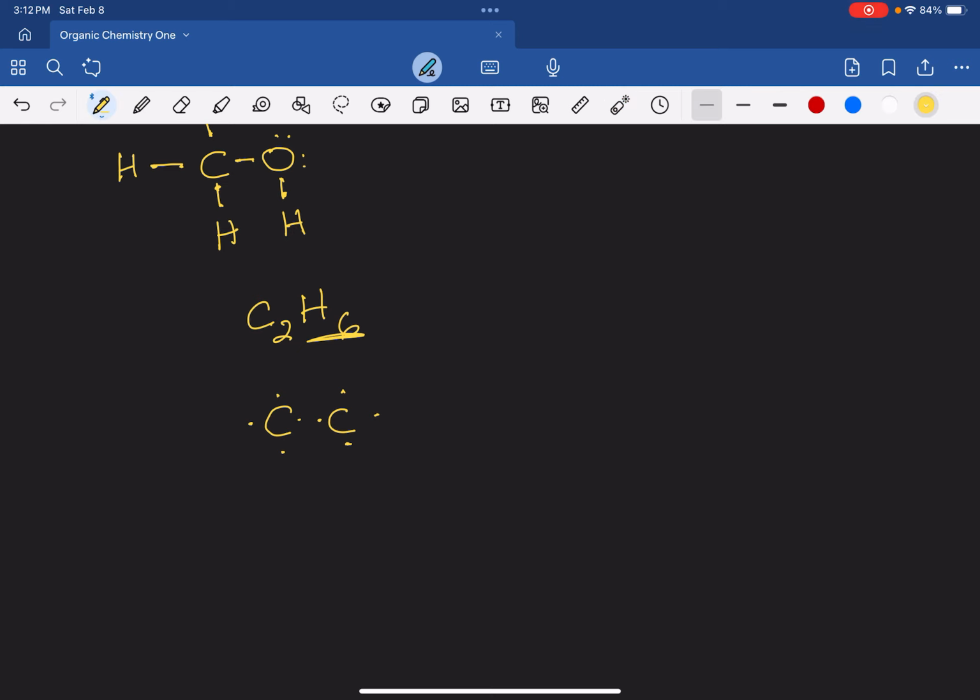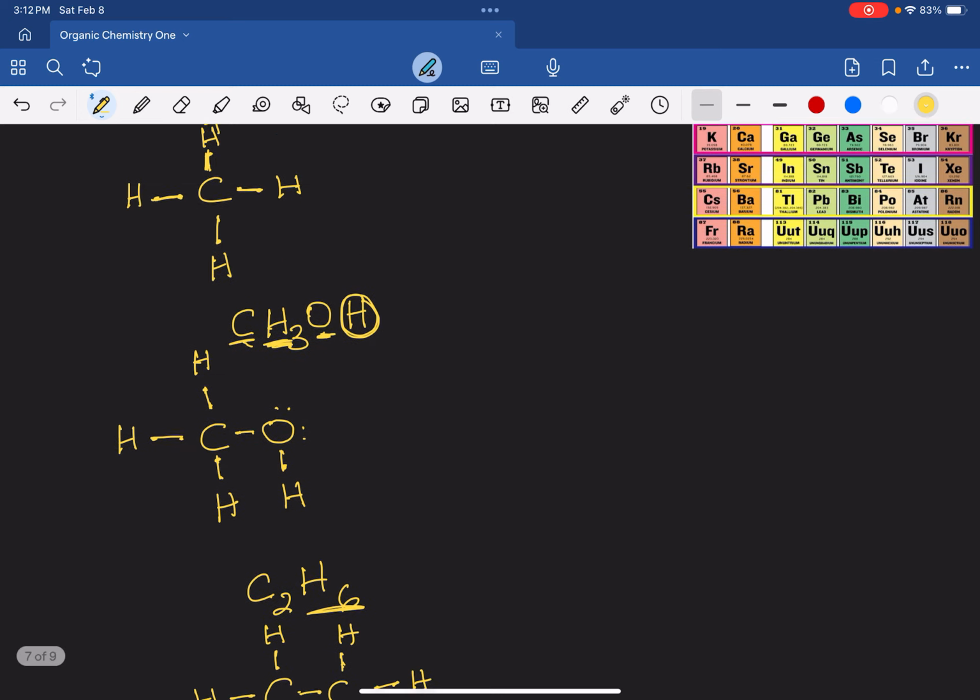So each carbon will make a bond with only 3. There's no other possible way to draw this. So if you do that, you see you have this covalent bond. And that's the structure for C2H6.